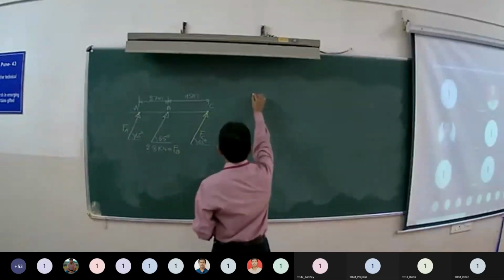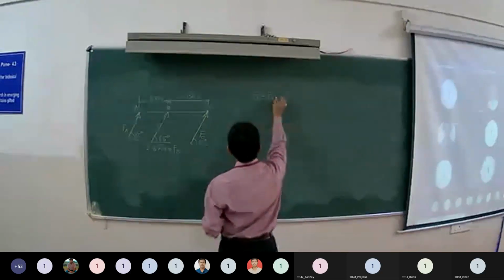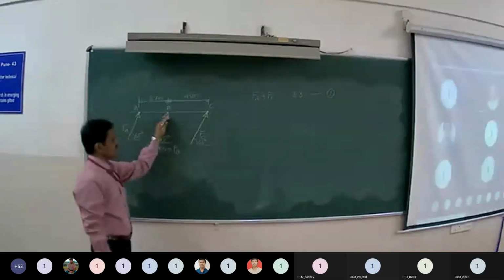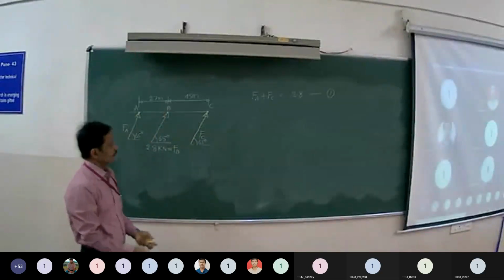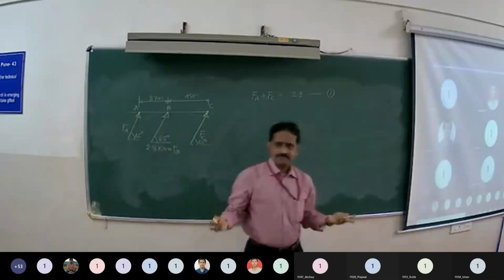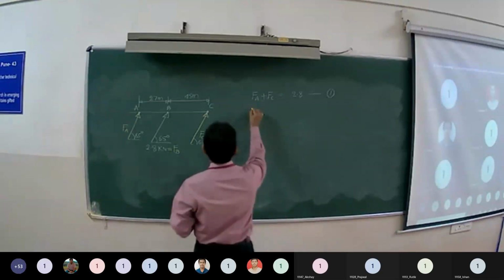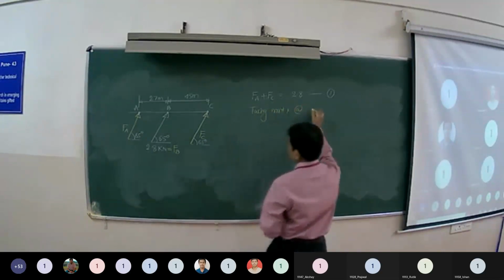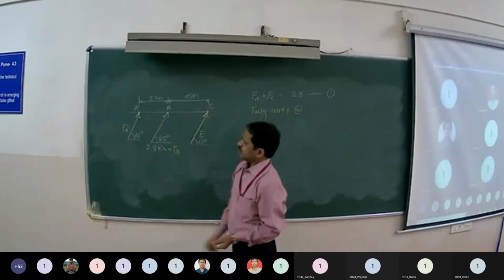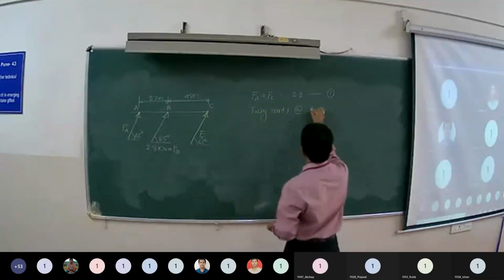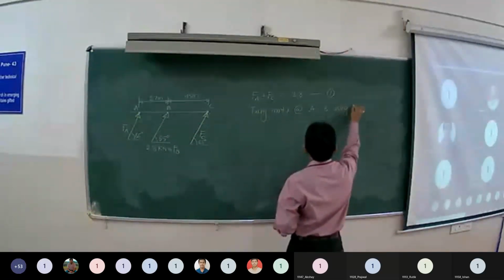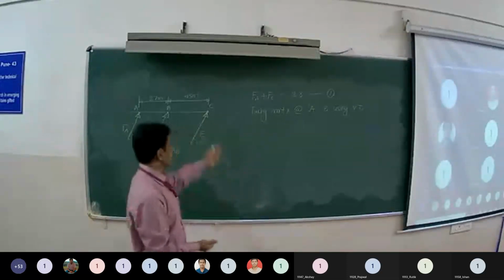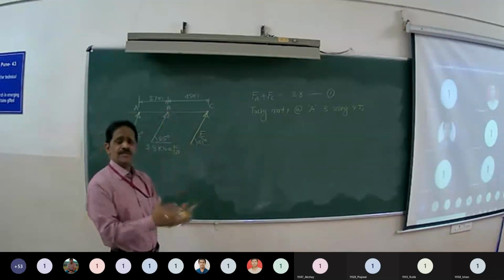So the first equation is Fa plus Fc is equal to 2.8. Because 2.8 is the resultant of Fa and Fc. For the second equation, we have to use Varignon's theorem. So taking moments about any point you can consider in the plane. So I will consider point A. So taking moments about point A and using Varignon's theorem. You should not ask me why you have selected point A. Even you can select point C also, point B also, any point you can consider.